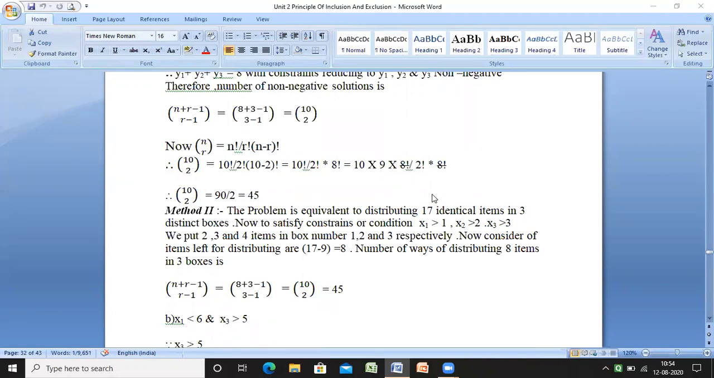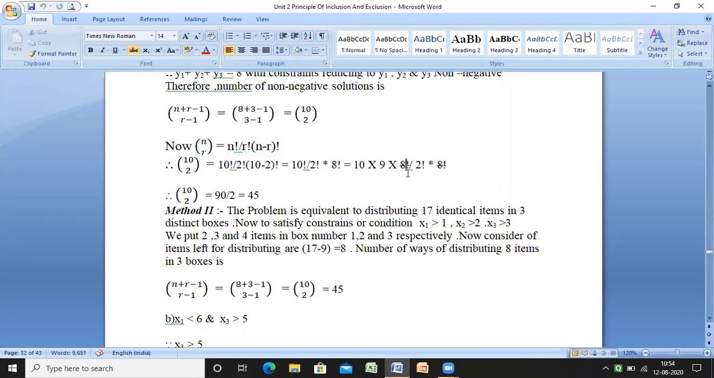By putting the values of n and r from the above equation, we get 10 factorial divided by 2 factorial into (10 minus 2) factorial. Simply putting all the values in this formula, we get 10 factorial divided by 2 factorial, 10 minus 2 means 8 factorial. What does 10 factorial mean? 10 factorial means 10 into 9 into 8 factorial, divided by 2 factorial into 8 factorial.